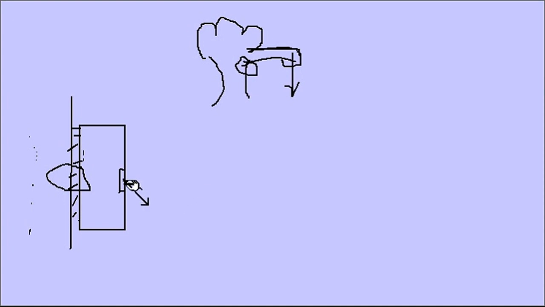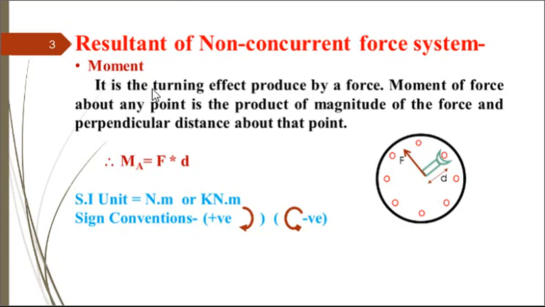Similarly, if you see an example of opening and closing of a door. If we want to open the door or shut the door, we apply a force at the free end, and due to the application of this force at the free end, the effect is produced at this connecting point, which is nothing but a moment. So moment is a turning effect produced, and the moment at any point is equal to the product of the magnitude of force and the perpendicular distance about that point.